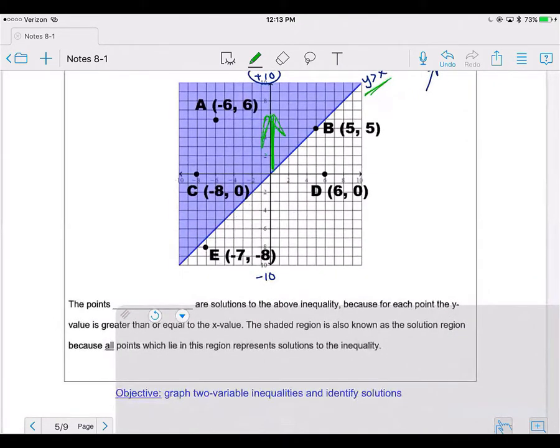So in this case, the points A, B, and C. A is here, B is on the line, and the line is included, and C is right there. All of those are solutions because for each point, the y value is greater than or equal to the x value. The shaded region is also known as your solution region because all of the points in that shaded area are solutions to the inequality.